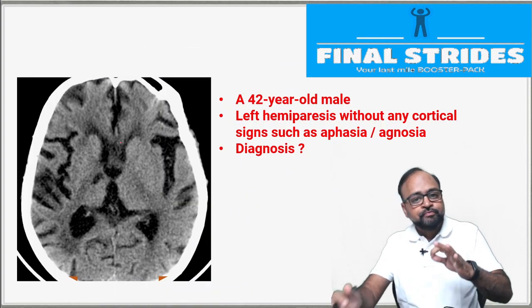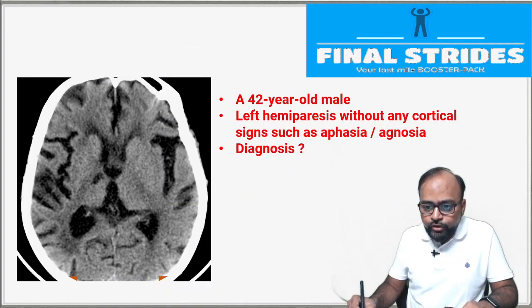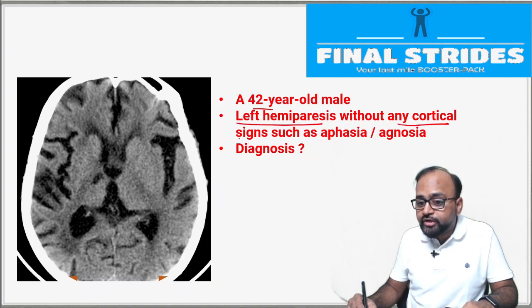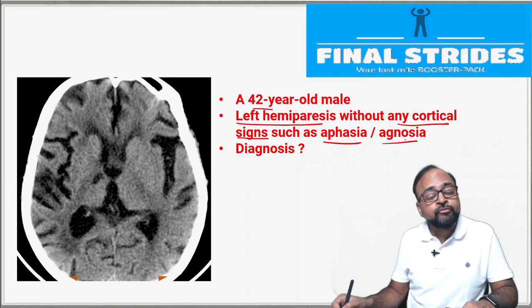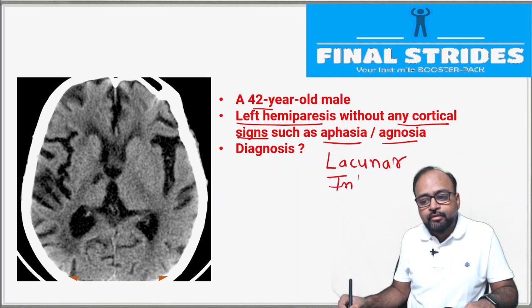Now sometimes, look at this clinical profile, right? A 42-year-old male presents with left hemiparesis without any cortical signs such as aphasia or agnosia. This is very typical of a type of infarct which is called lacunar infarcts. So this is lacunar infarcts.